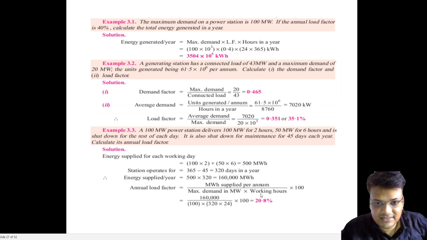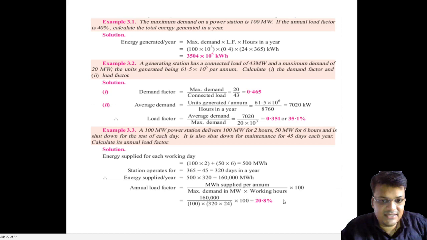Now the third one is example 3.3. You can easily see the annual load factor is the megawatt hour supplied per annum divided by the maximum demand in megawatt. It is given in the question. And what are the working hours? Multiply by 100, you will get the answer in percentage, or if you do not mention the 100, you will get the answer in decimal. So Anupma Chaudhary is getting the right answer. Please take the screenshot and we will move further.